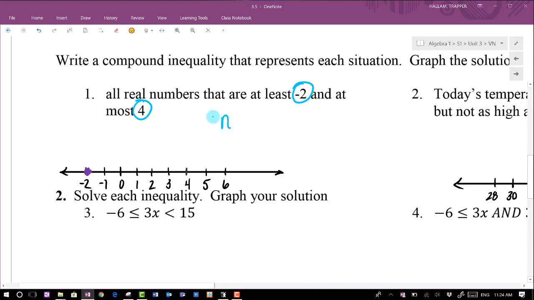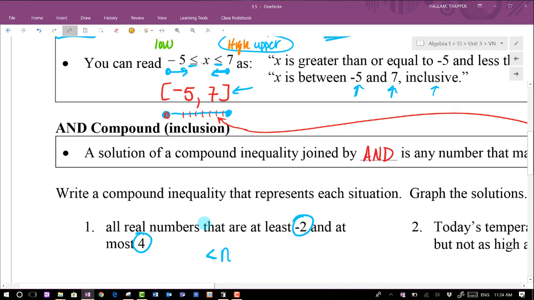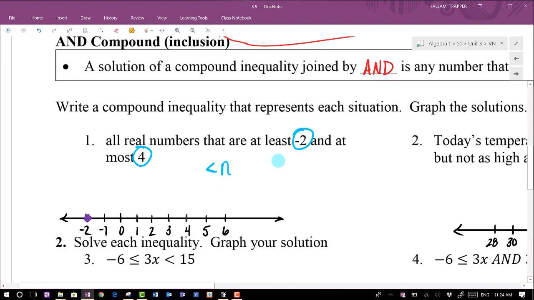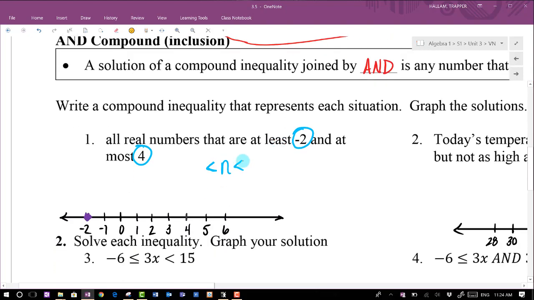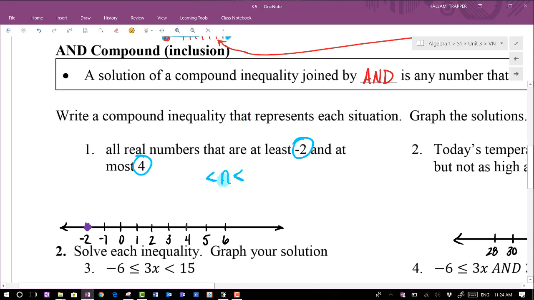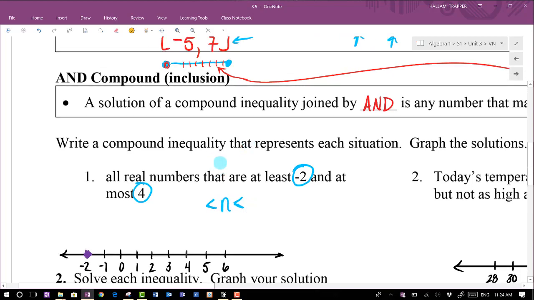And then we also realize that if we put a less than sign on that, it says all the solutions are greater than the low boundary. For an and compound inequality, that'll always be true. It'll always be greater than the low boundary, looking at this one here. And then on the right side, we're also going to put a less than sign, and it says that our solutions are less than our upper boundary, and that's what that says.